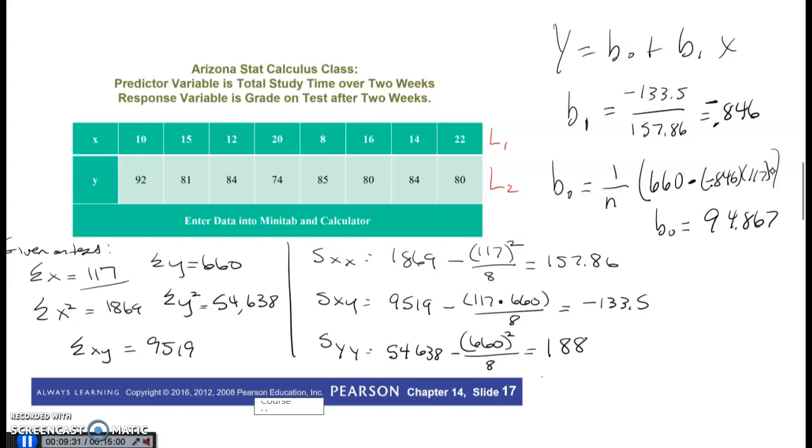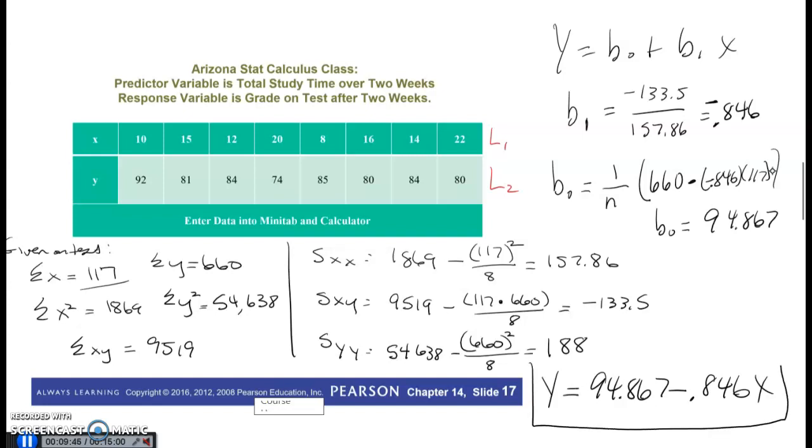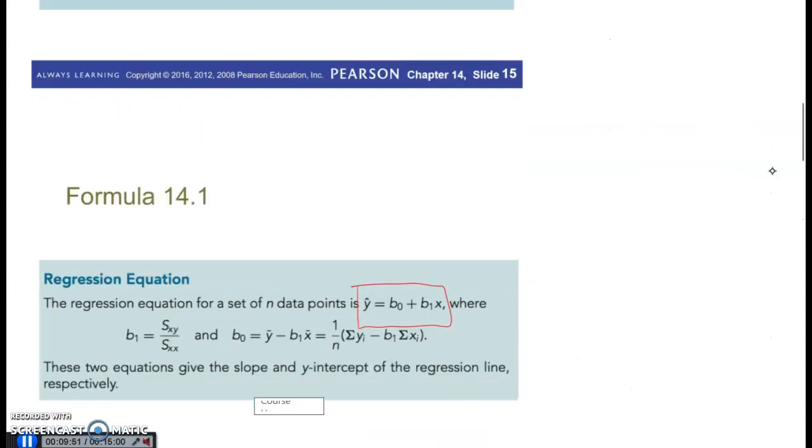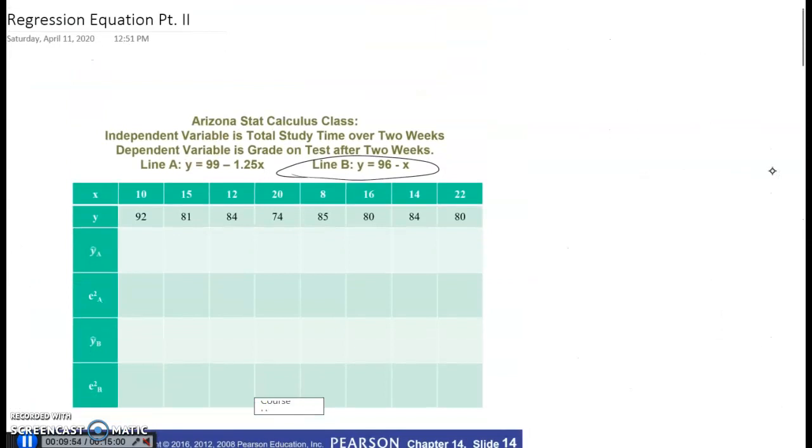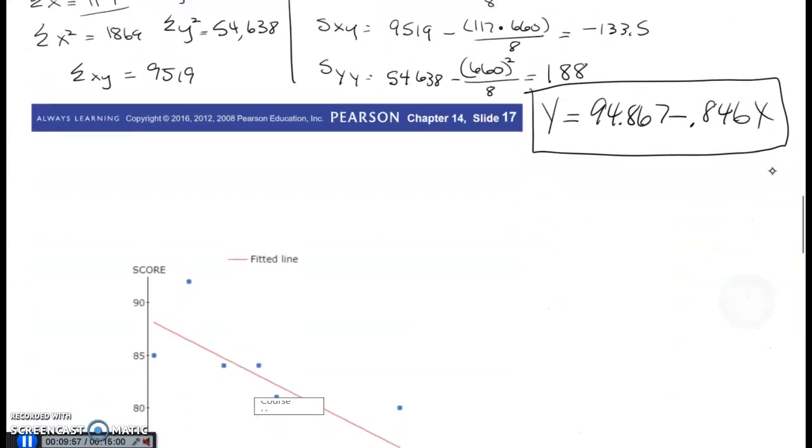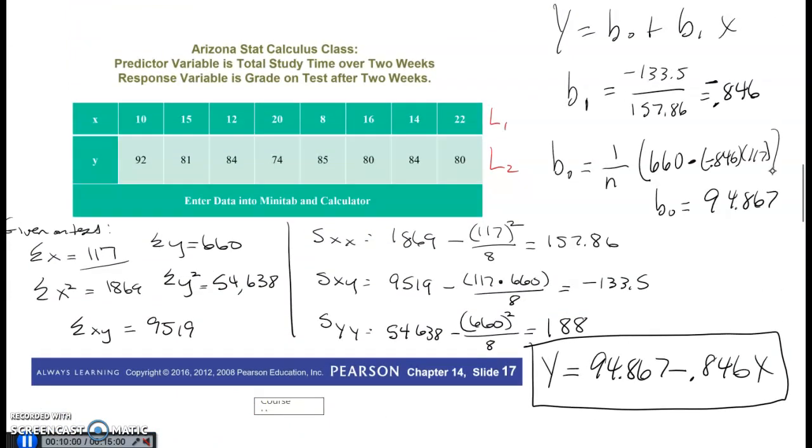This gives us our regression formula of 94.867 minus 0.846x. So not quite the same one that we found up here, which was 96 minus 1x, but not too far off from it either. And this is the process you're going to use to find that regression formula for any of the problems you're going to do.